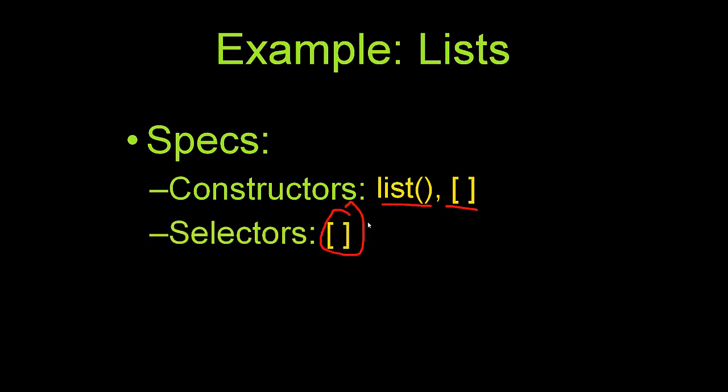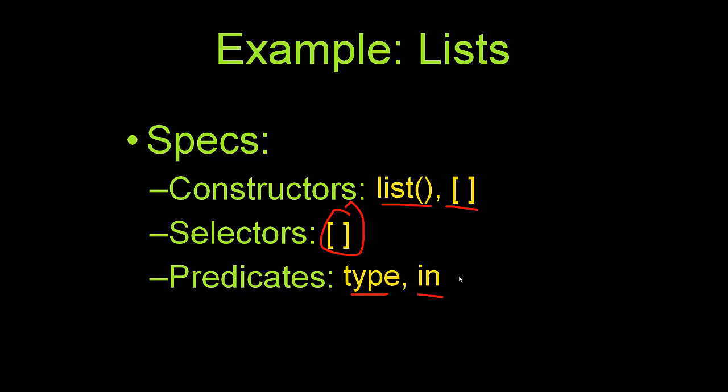Selectors are what? Essentially, you have this operation. You can do slicing, you can do indexing. Predicates: you can have the type check, whether the object is of type list, and whether something is inside a list. Printer, you just print.